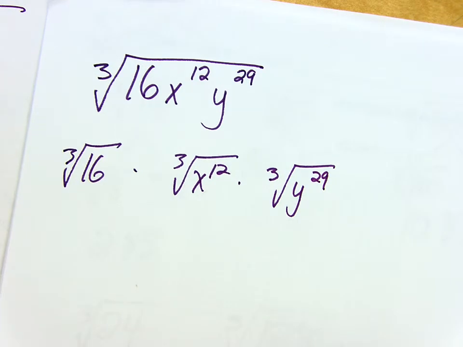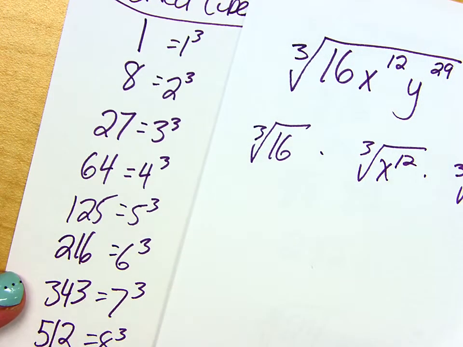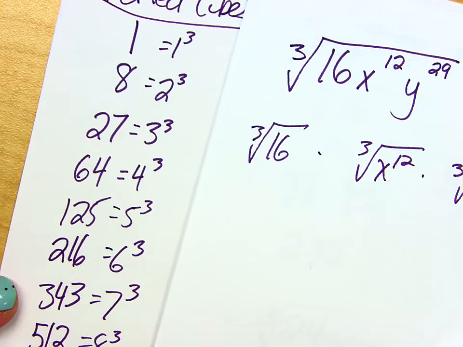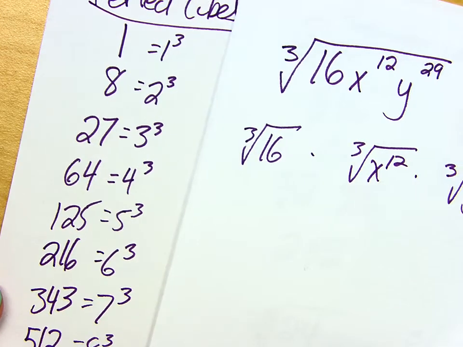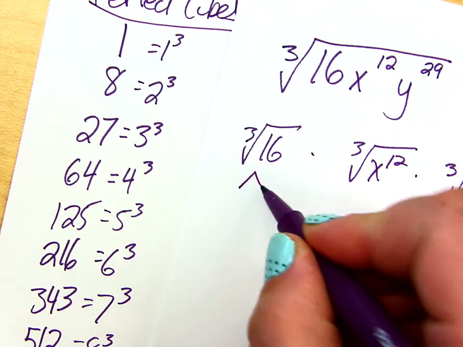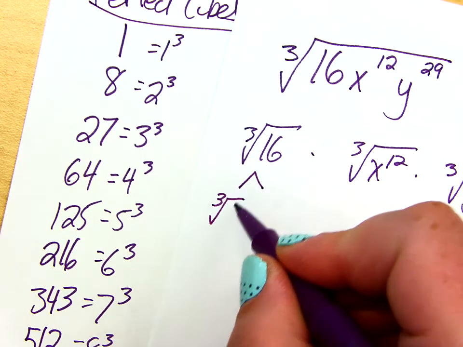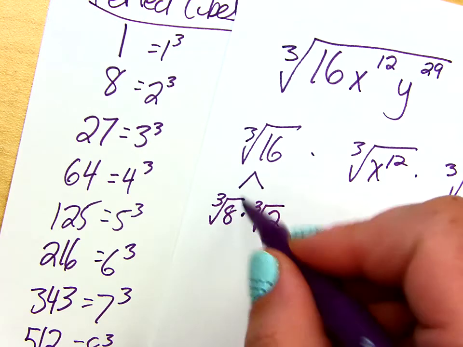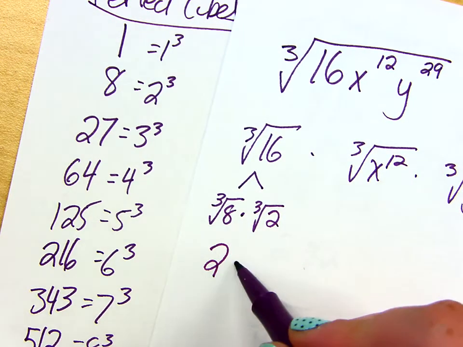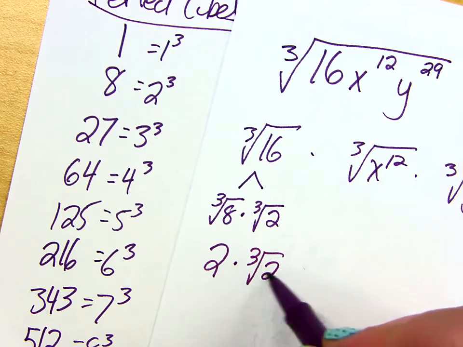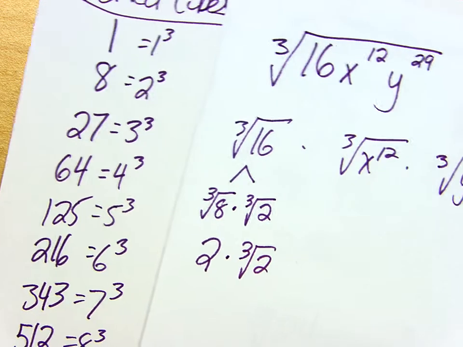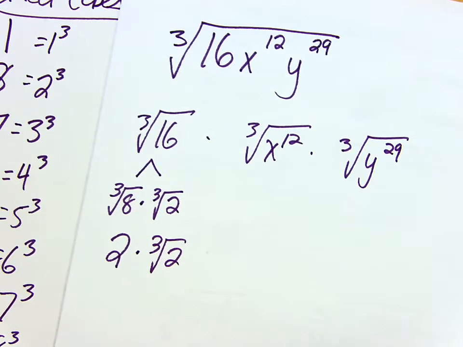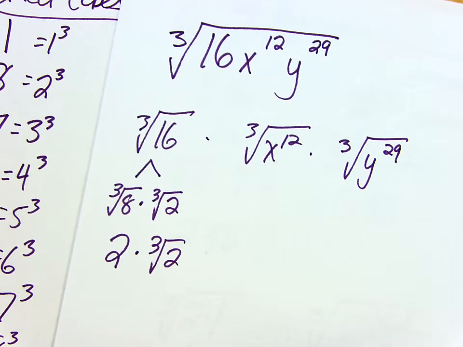Okay, let's start off with the cube root of 16. 16's not in this list. So I'm looking for the largest number that is in this list that divides into 16. 8. You're going to have 8 a lot. So that becomes the cube root of 8 times the cube root of 2. What is the cube root of 8? 2. And then the cube root of 2 just stays as it is. Okay, that little mini problem is done. The cube root of x to the 12th, what is that?